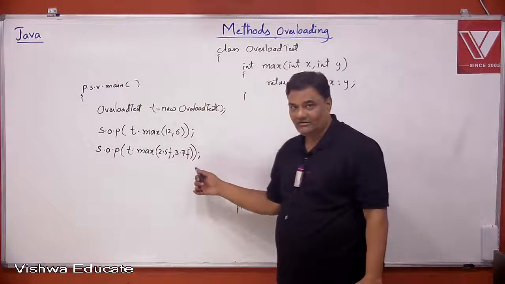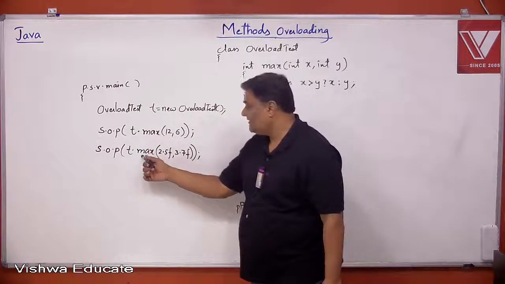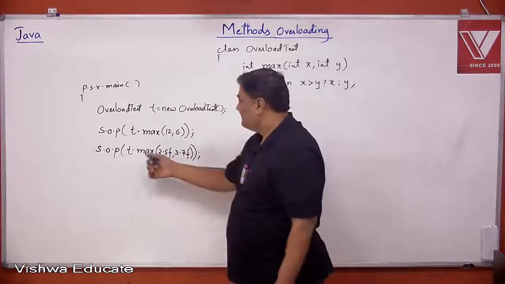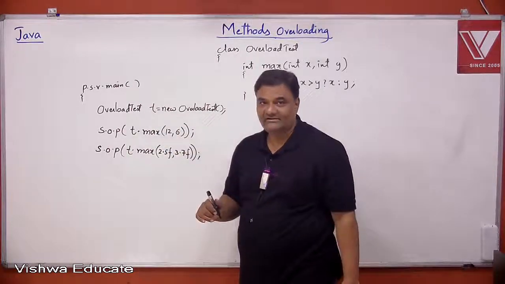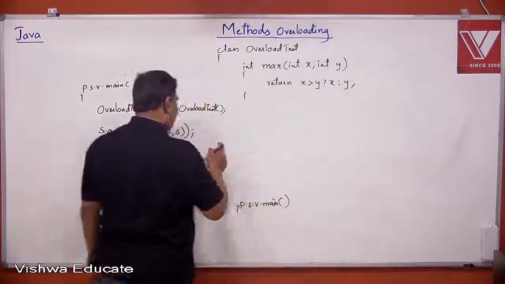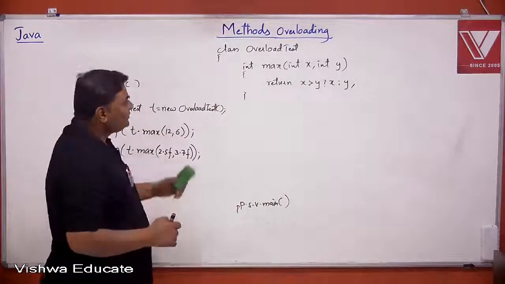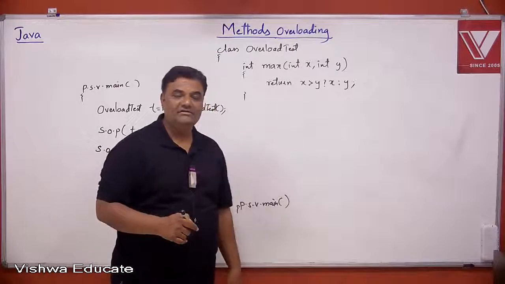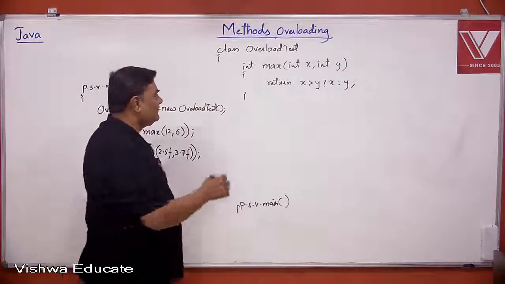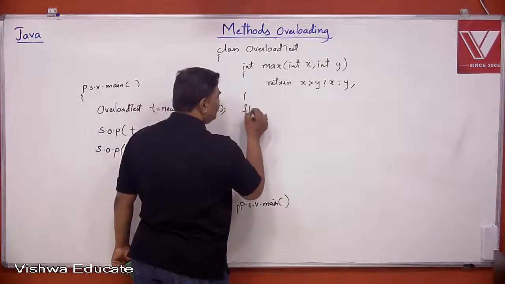Identifier undefined or identifier not found. What is that identifier? Method name max is not found. It's not there. So the method doesn't belong to the class, right? So method not found. Then for float also, I should write a separate method. For float, I should write one more method, right? So for float, I will write one more method.